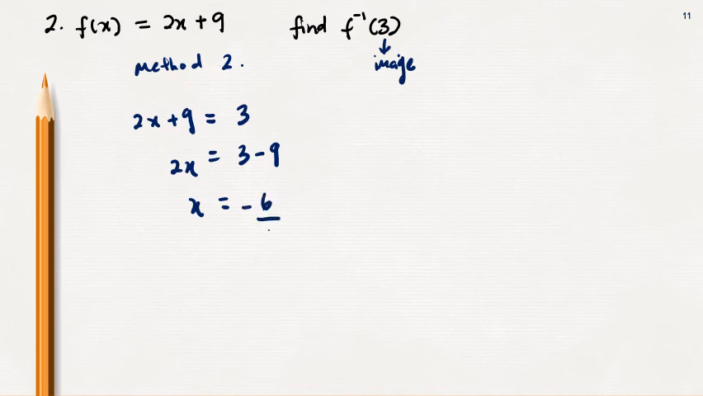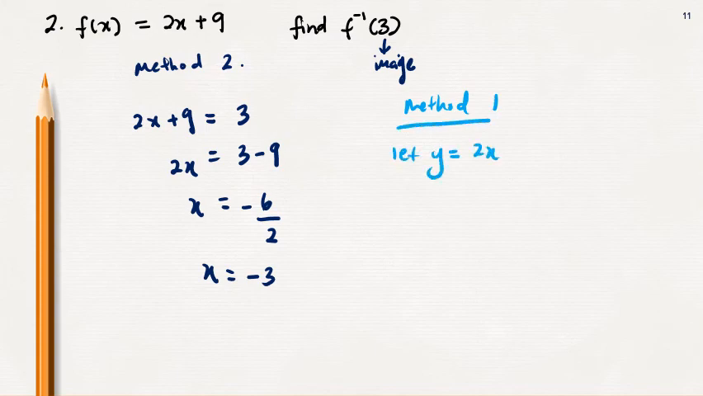Negative 6 divided by 2. So x is negative 3. Alah, mungkin awak cakap, alah tak percayalah teacher macam ni, negative 3. Mari kita tengok dulu. Okay, mari kita try. Teacher tunjuk jugalah dekat you all method 1. Okay, method 1 ni. Okay, so let y equal to 2x plus 9. So, you akan dapat y minus 9 divided by 2 equals x. Thus, f inverse x is equal to x minus 9 divided by 2.